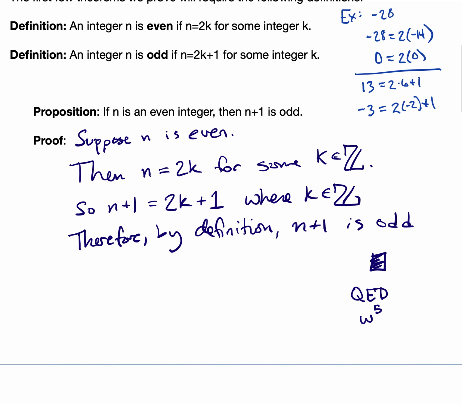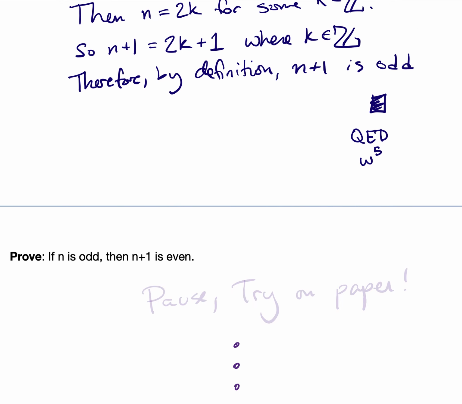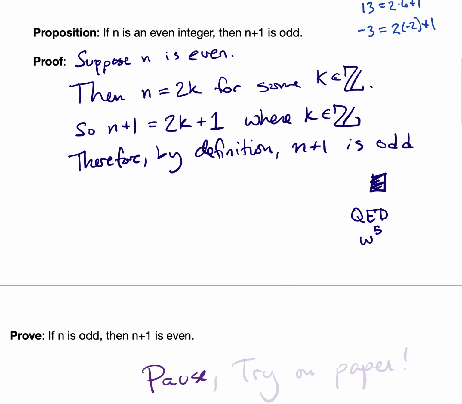So now I'd like you to try the following. I'd like you to prove that if n is odd, then n plus 1 is even. So I'd like you to actually pause, get out a piece of paper, and try on paper. So actually try to write out a proof for this. It's obviously going to be fairly similar, but there is one additional step that was not in the previous proof.